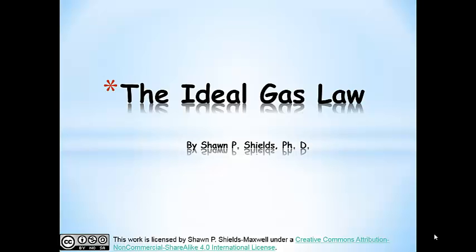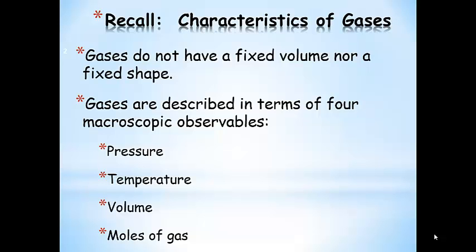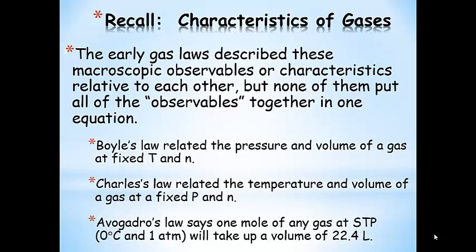The ideal gas law. Okay, so let's just remind ourselves of a few of the characteristics of gases. Remember that they don't have a fixed volume or a fixed shape, so they expand to fill the volume of the container and take whatever shape that is. And we describe them in terms of four macroscopic observables, which are pressure, temperature, volume, and moles of gas.